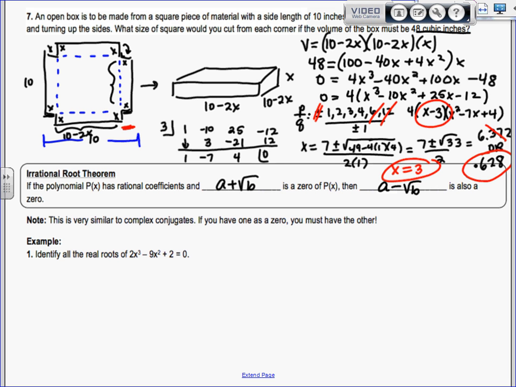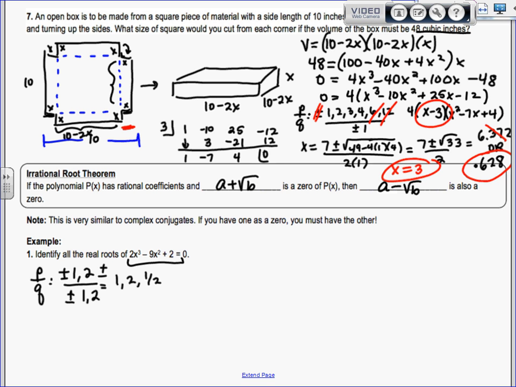It says identify all of the real roots of this. So if I do my p over q, my factors of 2 are plus or minus 1 and plus or minus 2. My factors of q are plus or minus 1 and plus or minus 2. So if I list all my possibilities, I have 1 and 2, and then I have 1 over 2, and I have 2 over 2, which is still just 1. So I have 1, 2, 1/2, -1, -2, -1/2.